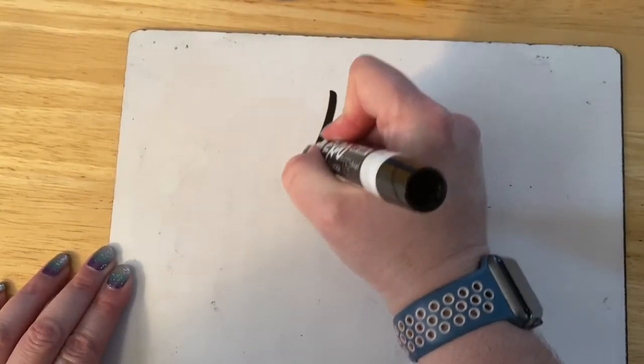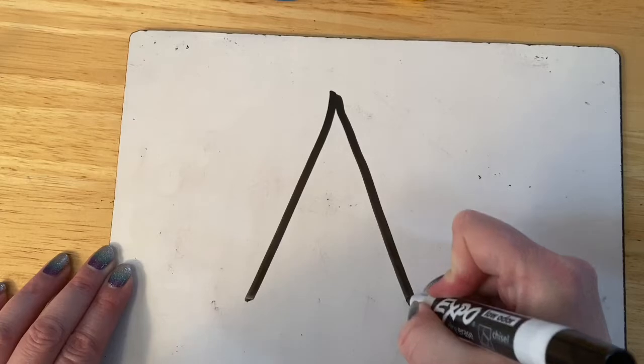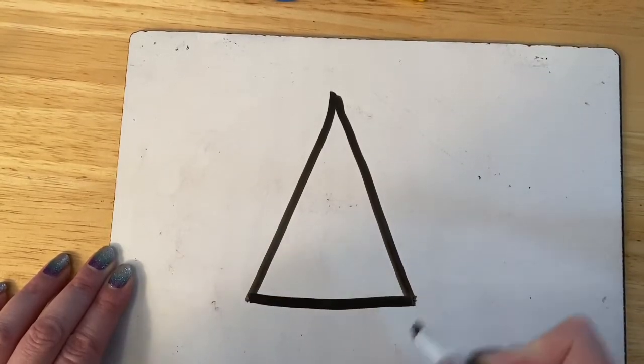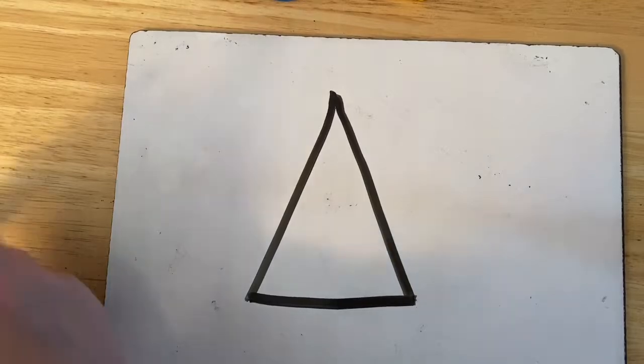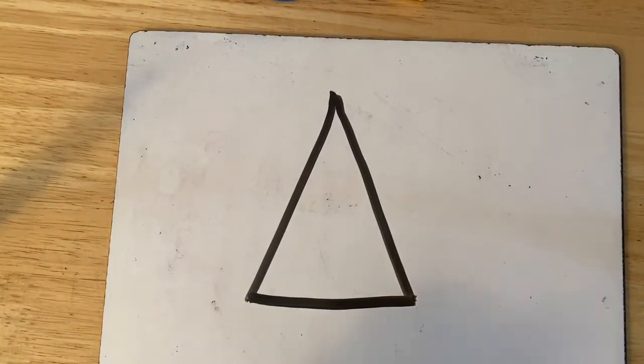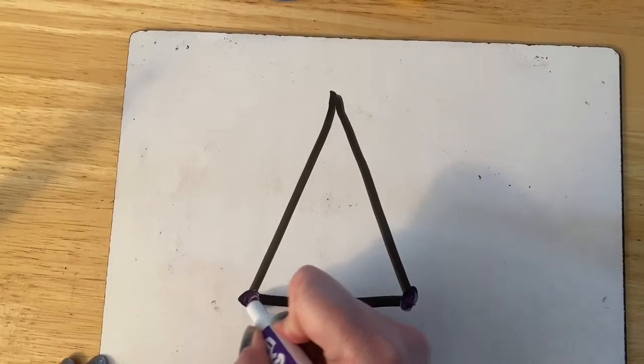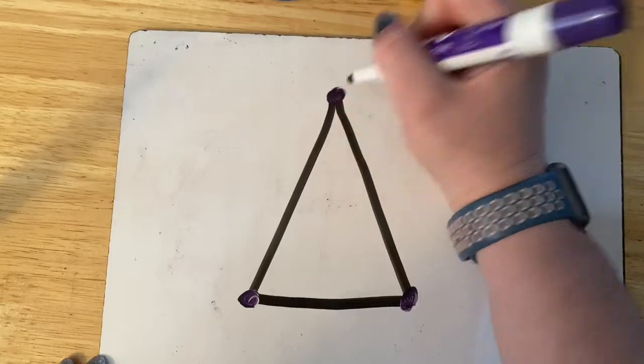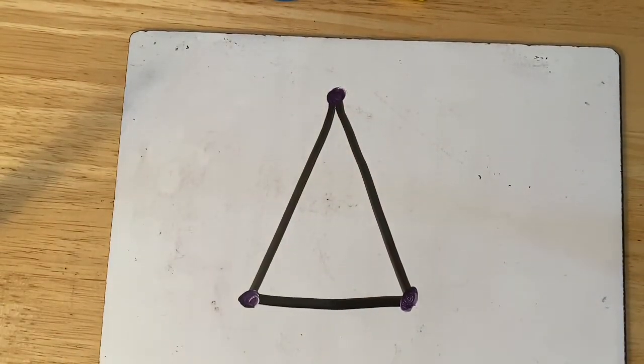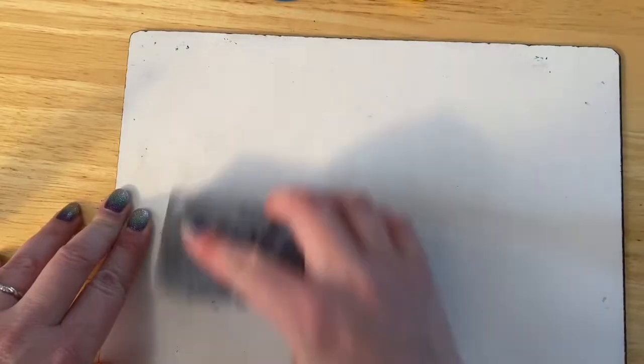I am going to draw a flat two-dimensional shape. This shape has three edges. We can also call these three edges sides. This shape also has three vertices. Here is one vertice, here's two, and here's three. What two-dimensional shape is this? This is a triangle.